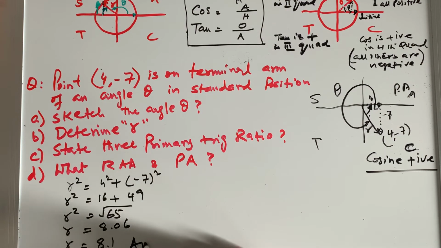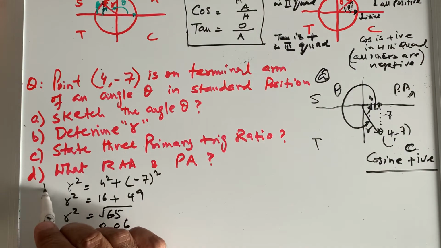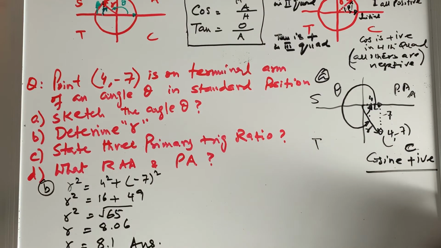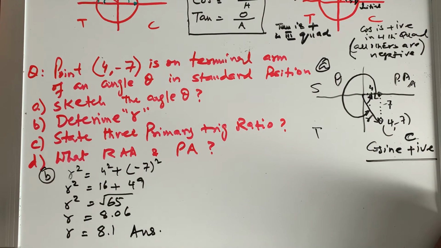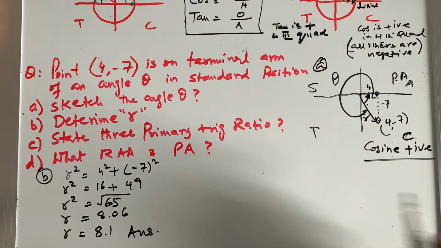So this is my A part. This is my B part. What is the R? Determine R. So we determined R here. Now, what is C part? State the three primary trigonometric ratios.